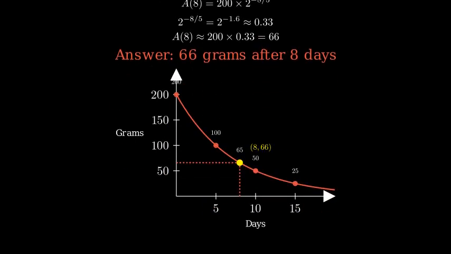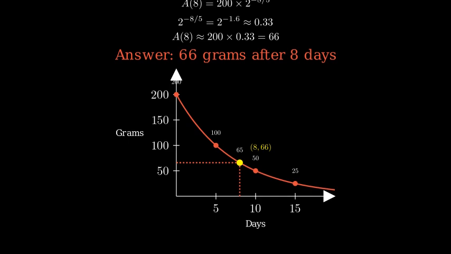Let's summarize the key steps to solve any exponential model problem. Step 1. Identify the initial amount and rate information, such as doubling time or half-life. Step 2. Determine the base b. If the quantity changes by a factor k in t time units, then b equals k to the power of 1 over t.